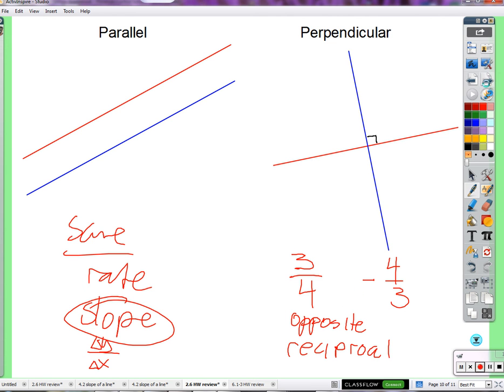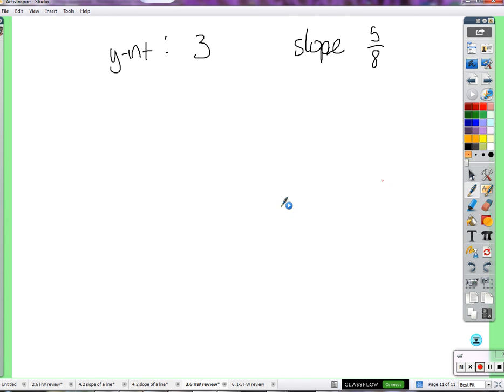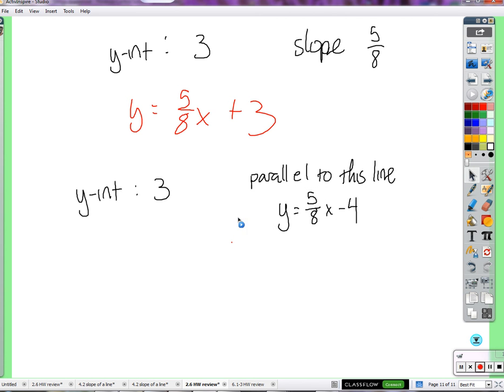Okay. Good. So just taking a trip back in time here. If I tell you that the y-intercept of a line is 3 and its slope is 5/8, you think you can write the equation that way? What would it be? y equals 5/8 x + 3.